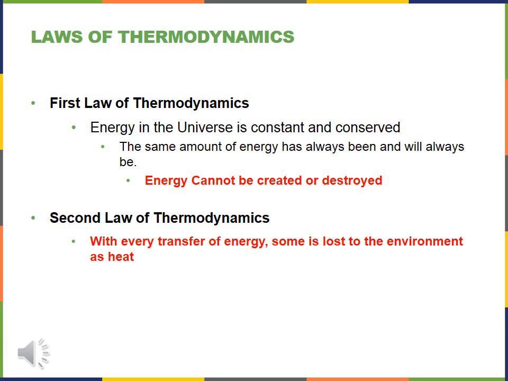If you've taken physics, you've heard of the laws of thermodynamics. And in physics, they probably talk about all the laws of thermodynamics. I believe there are four. We are only going to be concerned with the first two. The first law of thermodynamics says that energy in the universe is constant and conserved. This means that the same amount of energy has always been and always will be. And an easy way to think of it, and the way you normally hear it, is that energy cannot be created or destroyed.